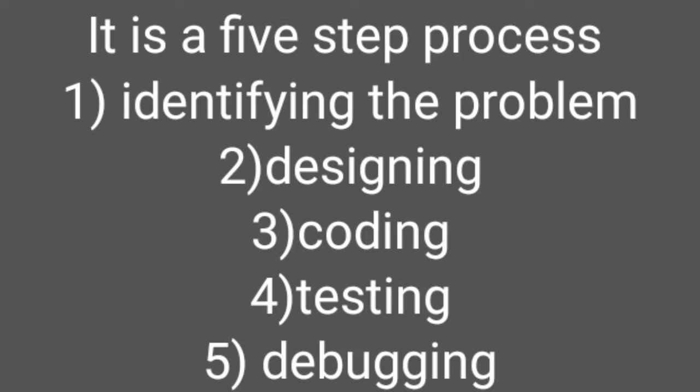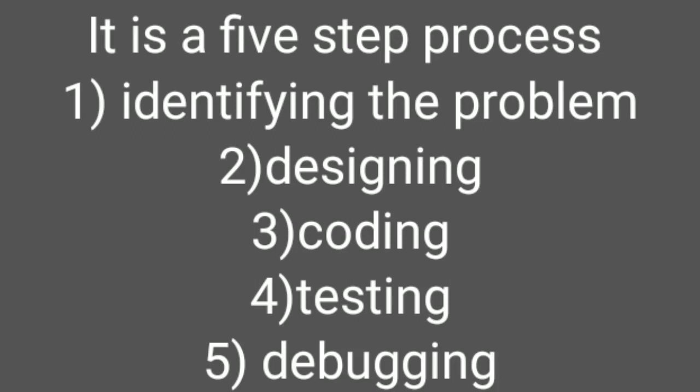Programming is a 5-step process. First step is to identify the problem. Second one is designing. Third one is coding. Fourth one is testing, and fifth one is debugging. Now let us see in detail what these 5 steps mean. First step is to identify the particular problem, which means we have to understand that problem. We can create a solution only if we are able to understand that particular problem.